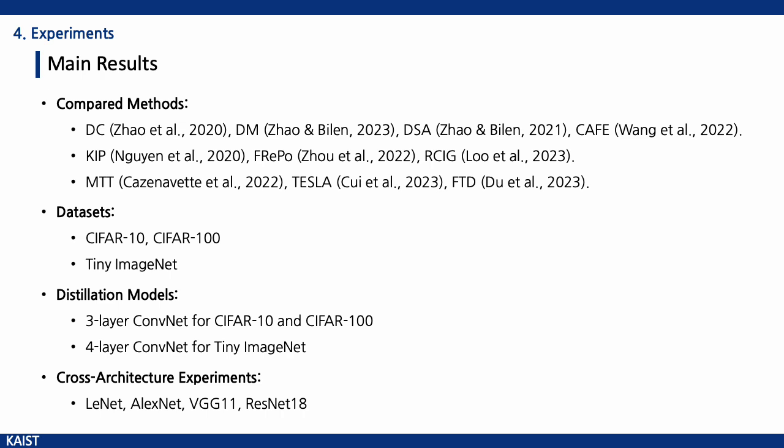For distillation, the models used were a 3-layer ConvNet for CIFAR-10 and CIFAR-100, and a 4-layer ConvNet for Tiny ImageNet. In cross-architecture experiments, the distilled datasets were evaluated on a variety of architectures, including LeNet, AlexNet, VGG11, and ResNet 18, to assess the generalizability of the method.